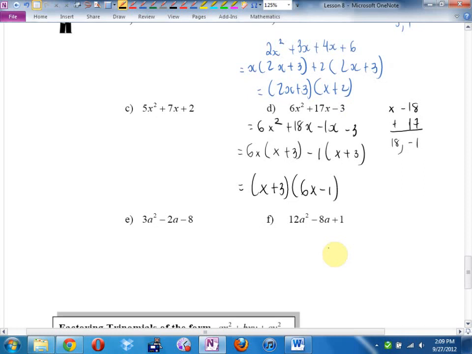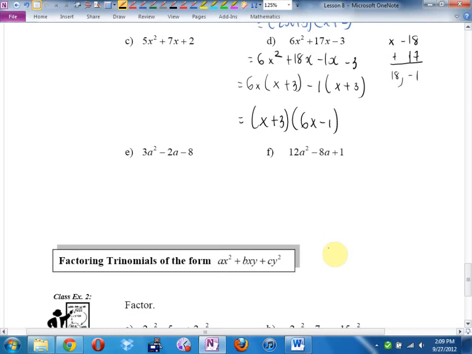How many got D okay? Okay. E. I'm looking for two numbers that multiply to what and add to what? Multiply to, not 24. Negative 24. And add to negative 2. What are two numbers that multiply to negative 24 and add to negative 2? It's going to be some combination of 6 and 4, because those are the ones that are 2 apart from each other. Negative 6, positive 4? Is that right?